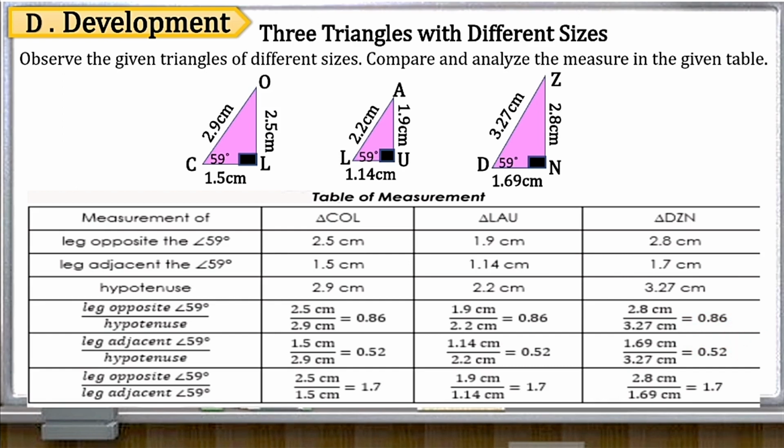Then, sa last naman class, leg opposite the 59-degree angle over leg adjacent to 59-degree angle. So, 2.5 cm over 1.5 cm is equal to 1.7. Next, 1.9 cm over 1.14 cm is equal to 1.7. Then, 2.8 cm over 1.69 cm is equal to 1.7.